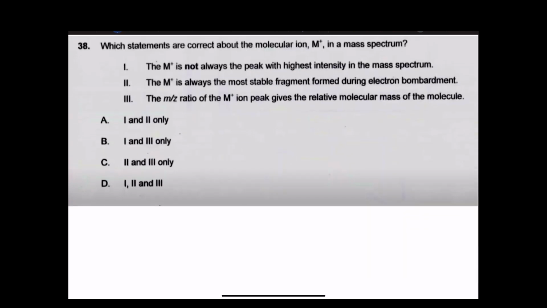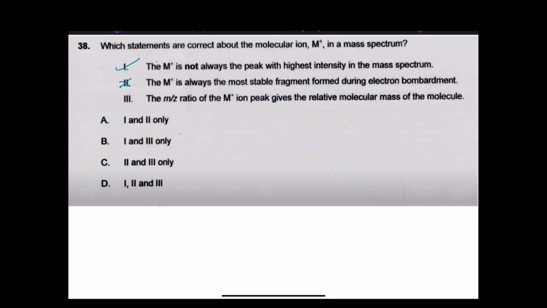Moving to question 38. Which statements are correct about the molecular ion M+ in a mass spectrum? Okay, so M+ is not always the peak with highest intensity in the mass spectrum. This is true because M+ may or may not have the highest intensity. Next one, M+ is always the most stable for a fragment formed during electron bombardment. This is not correct because M+ may not be the most stable, as it can easily fragment into smaller and more stable ions, right?